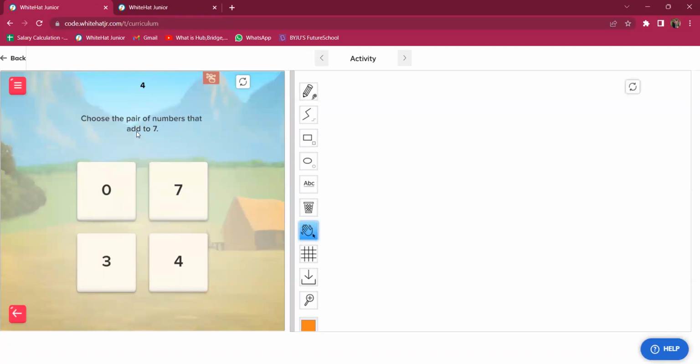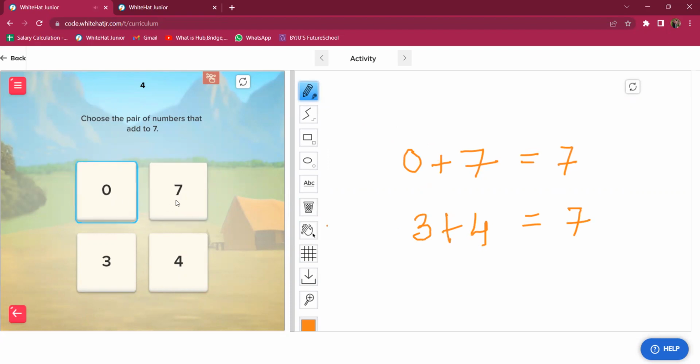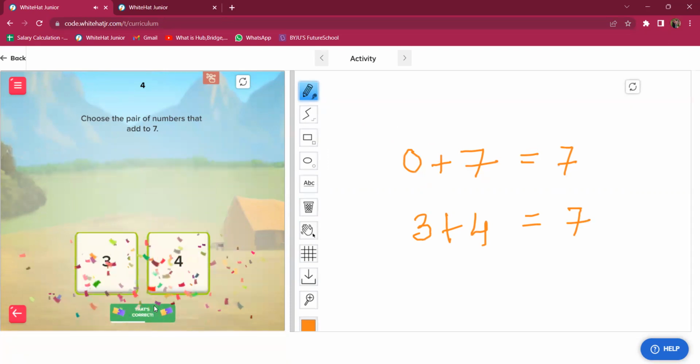Choose the pair of numbers that add to 7, right? So first we have to see that our answer should be 7. Okay. So let's take one number which is 0. So now 0 means nothing. So to this we have to add 7. So which number remains now is 3 plus 4. This is how you can create the pair. So 0 plus 7 and then 3 plus 4 is the next set.